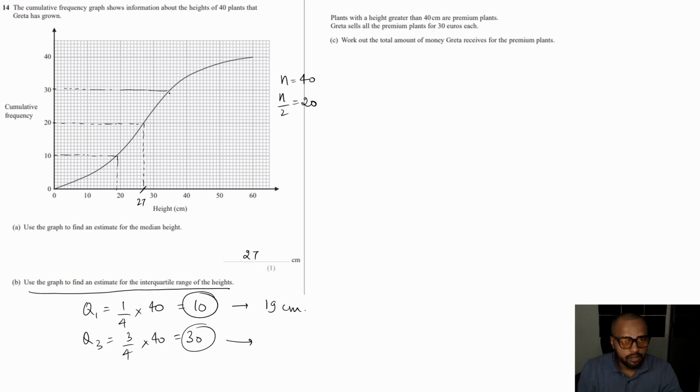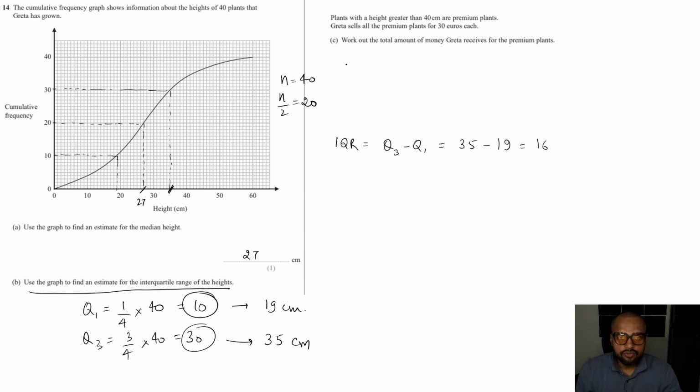It is coming out to be, if I'm not mistaken, yeah, see, this is the middle point, so you can say it is nearly 35 centimeters. So what will be the interquartile range? IQR is given by Q3 minus Q1. So for Q3 it was 35 minus 19, which is equal to 16. Okay, so the interquartile range is 16.